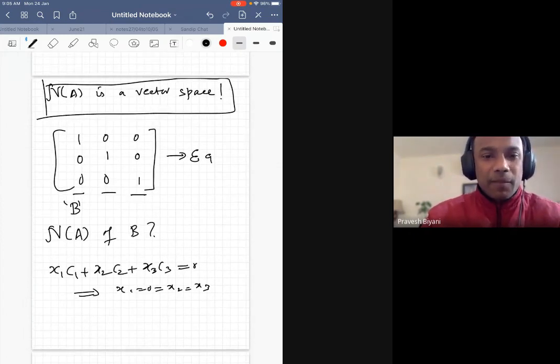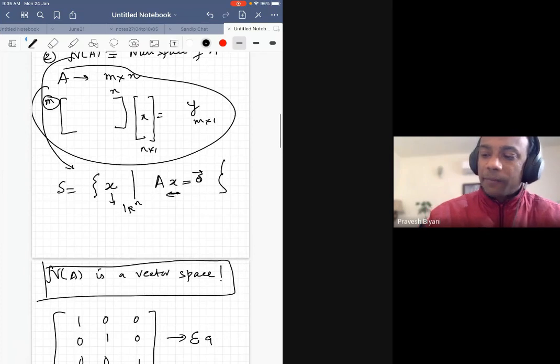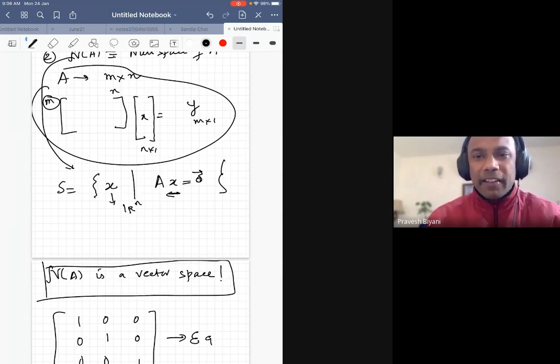Because it is an empty set, the null space of A contains no element other than 0, 0, 0. What is the meaning of null space of A? Null space of A means all the vectors x such that Ax equals 0. Ax equals 0 means linear combinations of columns of A, where the linear combination coefficients are the elements of x. Remember, we did that in the first class: when I do A times x, I mean linearly combining the columns of A by the elements of x.